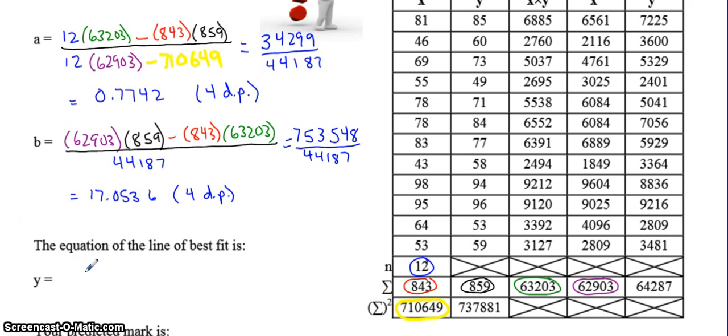So the equation of your line of best fit is, this is your slope, 0.7742, x plus the B value, 17.0536. So that's your line of best fit.